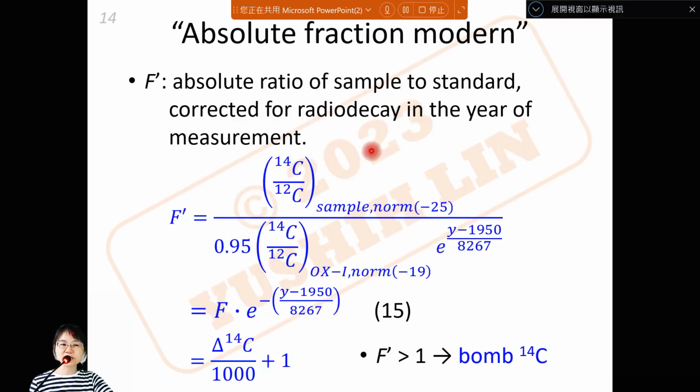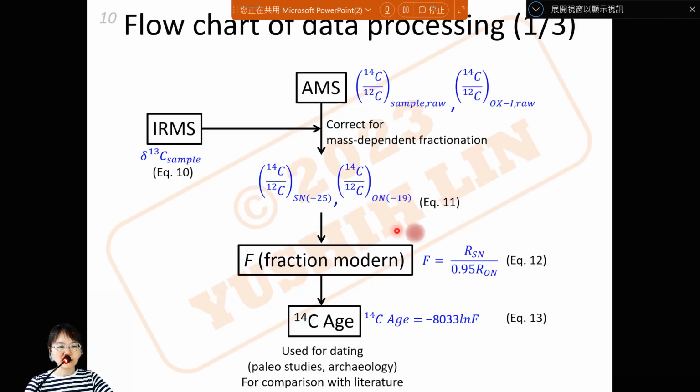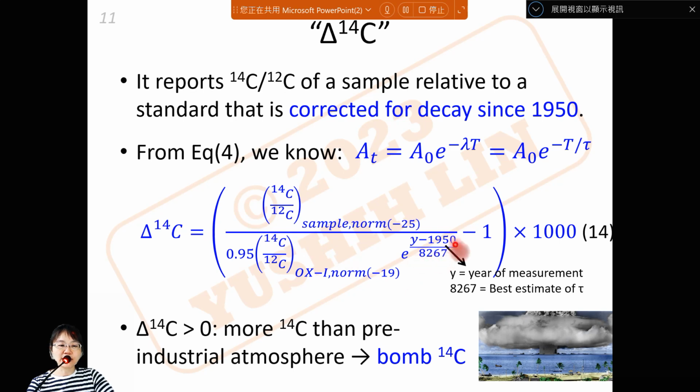There is another term that corresponds to big delta C14. This is called absolute fraction modern. F prime is the absolute ratio of sample to standard, corrected for the radioactive decay in the year of measurement. The definition of F, let's review it again. It's defined here. The ratio of the standard here is the ratio you measured at the time. It does not take into account that the standard has also decayed. And big delta C14 already takes into account the decay of the standard.